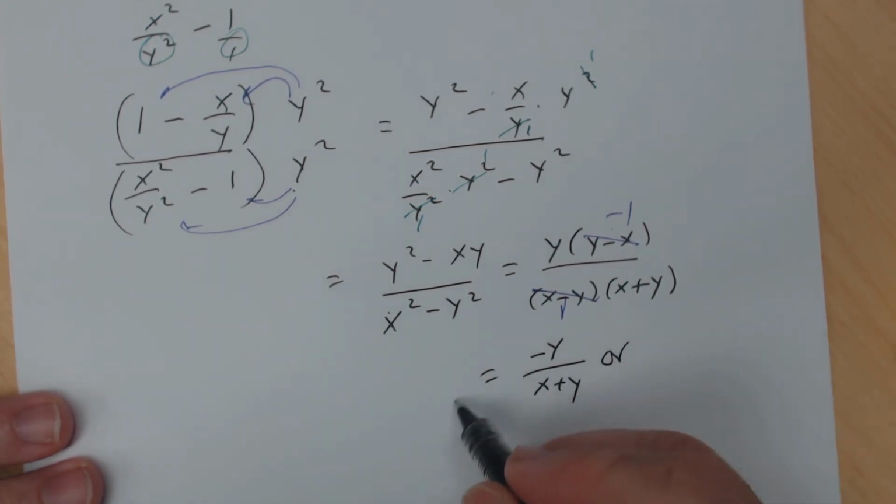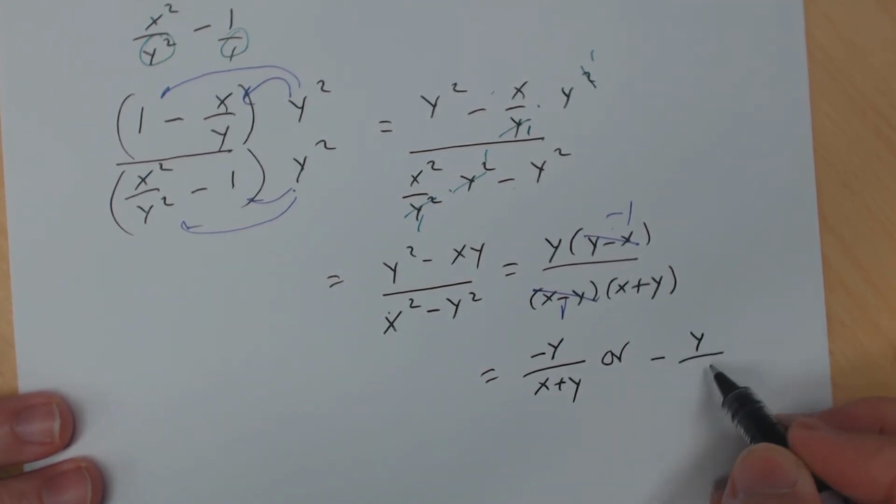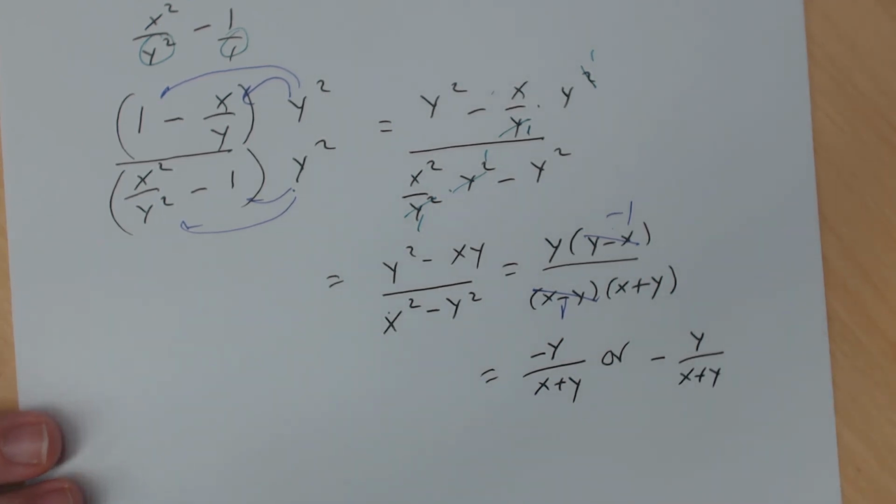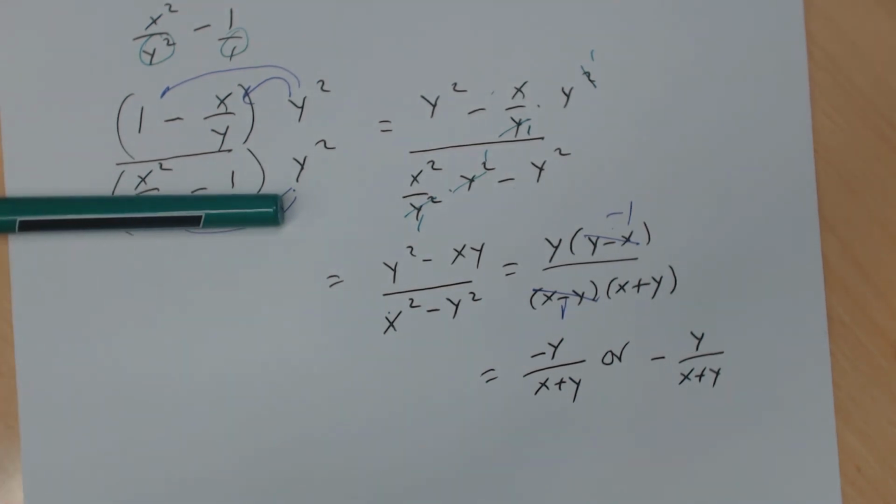Or you could have just brought the negative out in front. It would look like this: negative, and then the fraction y divided by x plus y. Both of those are the same thing. Okay, so that's going to take care of part 1. We're going to continue this lesson with part 2.